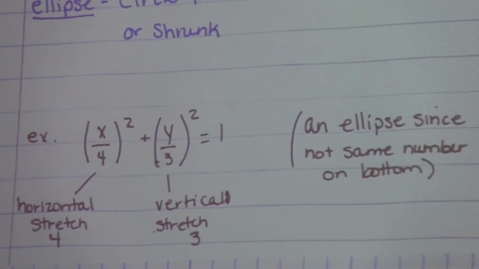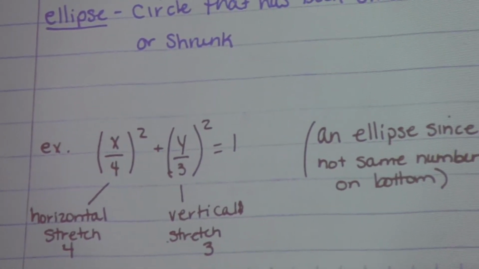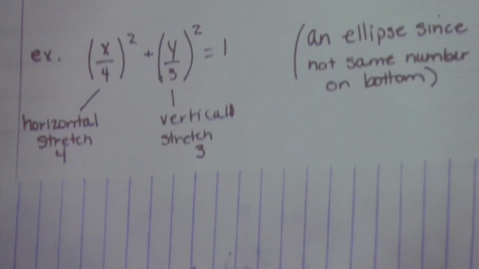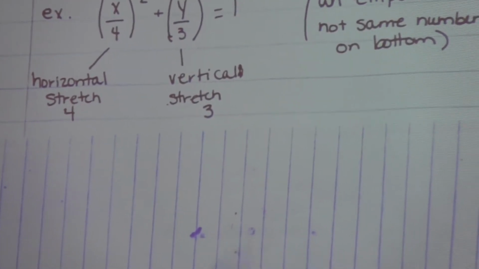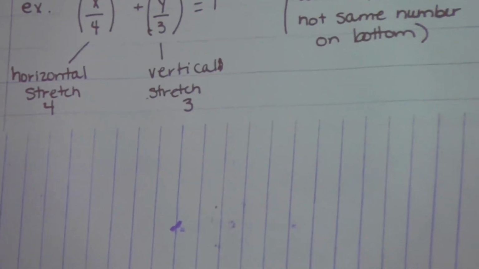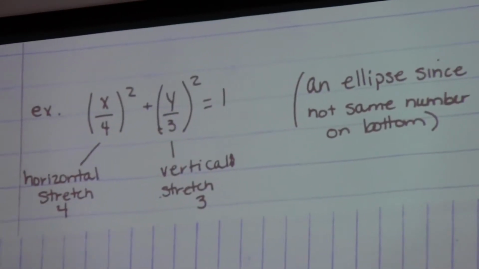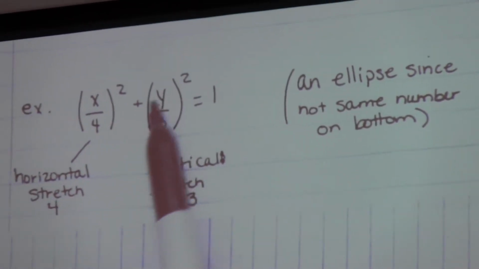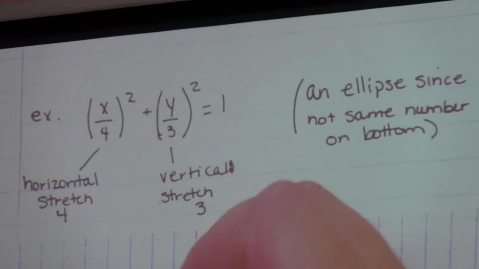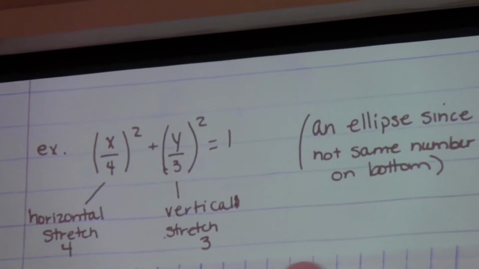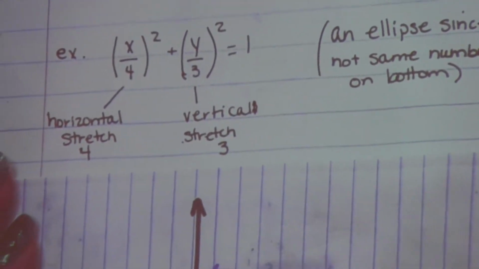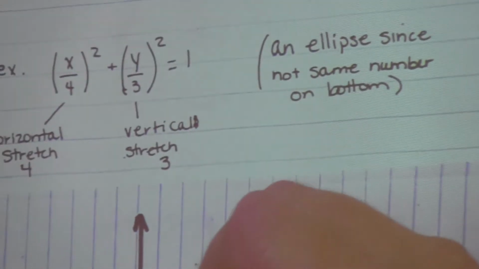So in this instance, it's still easier to graph it by hand than it is on our calculator. If there's not a number up here with the x or the y, then our center is still 0, 0. And we'll look at one that has a center that's something other than 0, 0 in a minute. But because there's no number up here next to my x or next to my y, I'm still going to be centered at 0, 0.